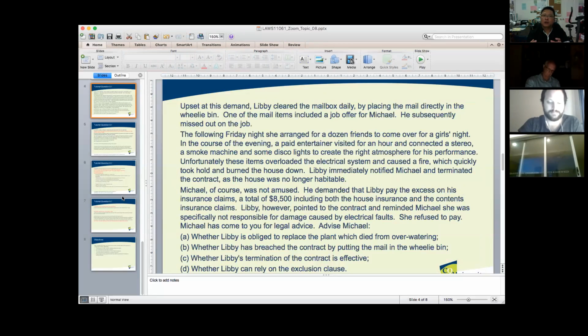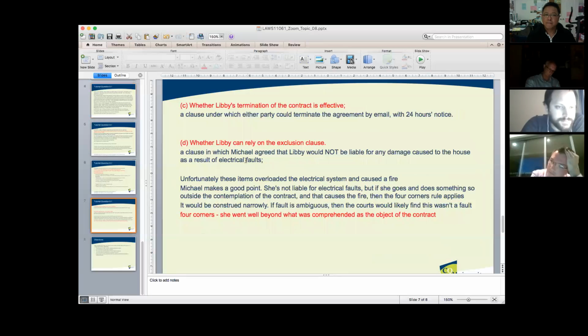So the exclusion clause that would have protected Libby would have been valid if the house burned down as a result of an electrical fault in the context of Libby doing just what was within the contemplation of the parties. But in this case, having the smoke machine and the disco lights was not within the four corners of the contract. It went beyond the expectation of the parties. So therefore, in that case, the exclusion clause cannot apply.